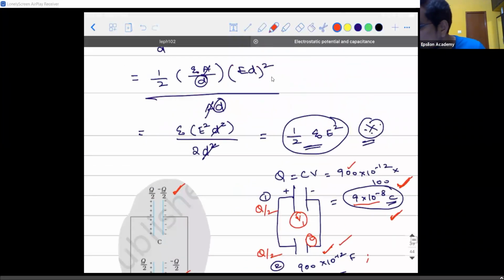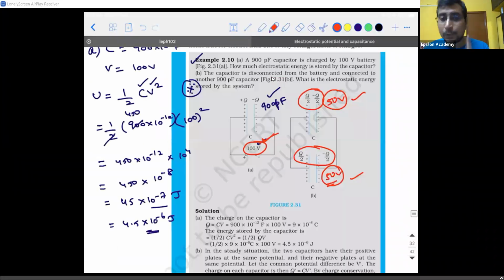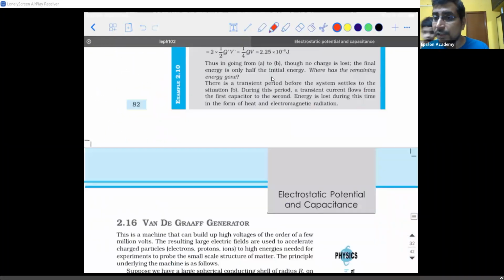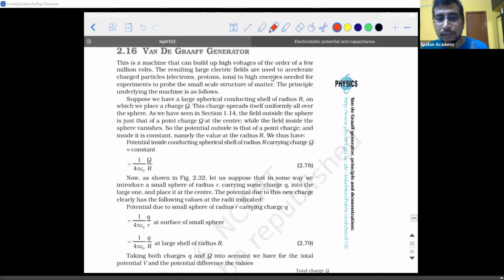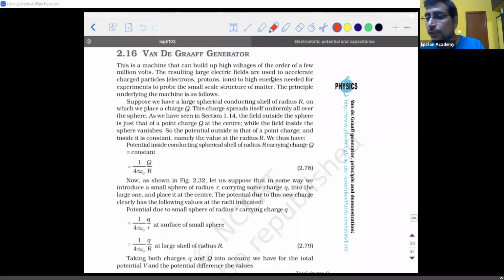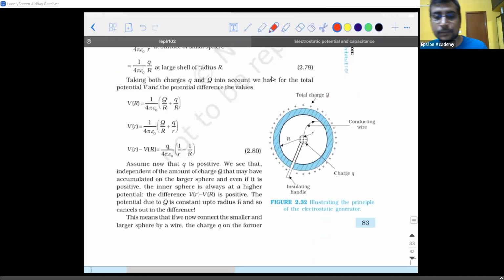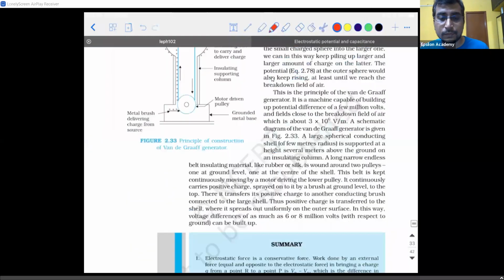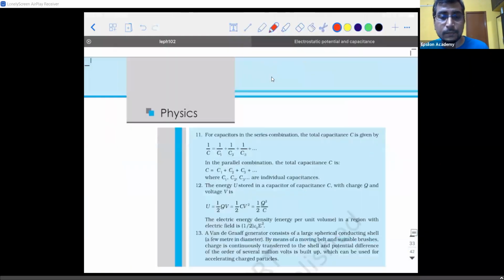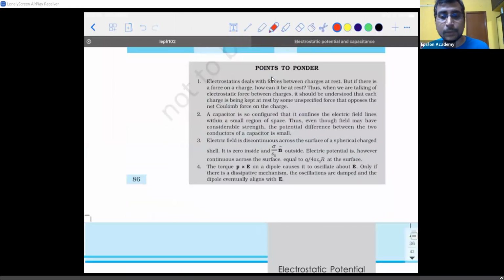Okay, so actually this chapter is over, but I told you there is one concept which is not given in the textbook, which I'm going to explain later. And the Van de Graaff generator is not there in the syllabus. You need not read this. Okay. So that's all from my side for today.